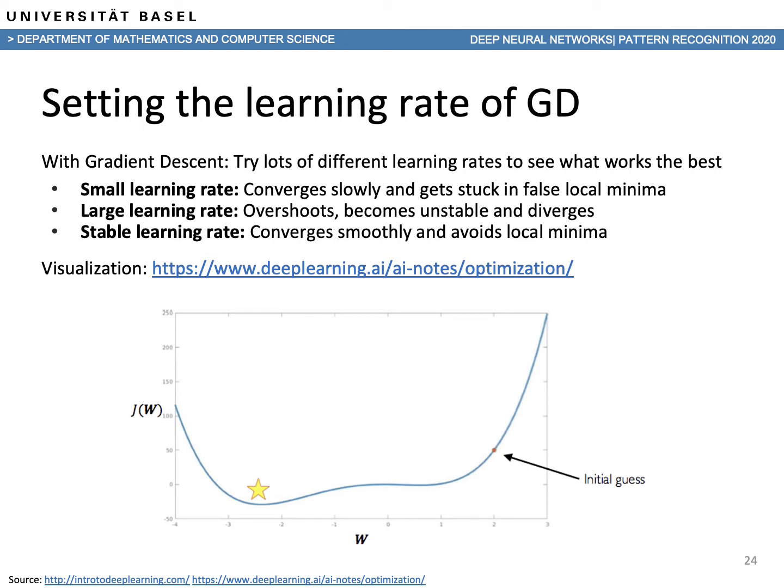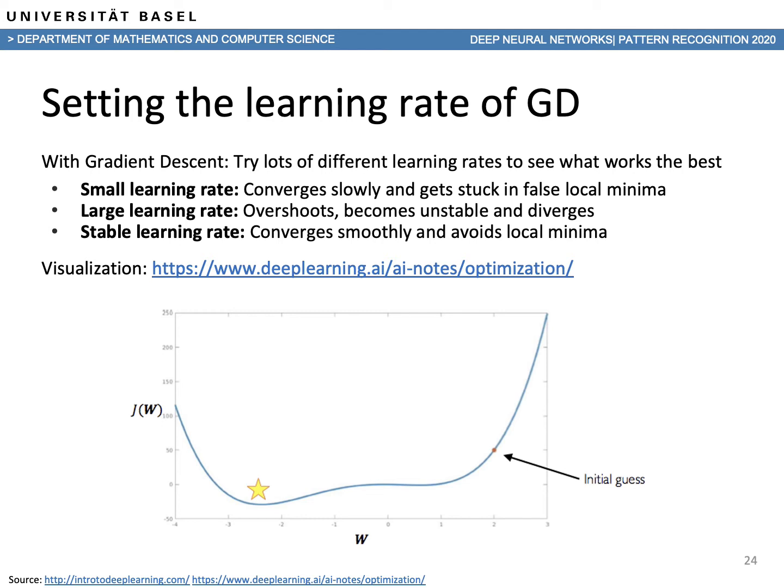If we look at how gradient descent is optimizing, it takes a small step towards the negative of the gradient, and this step is proportional to the learning rate that we're setting. If we set too small a learning rate, then it converges slowly and gets stuck in false local minima. If it's too large, then we might overshoot, become unstable and diverge. Obviously what we want is a stable learning rate, where it converges smoothly and avoids local minima.